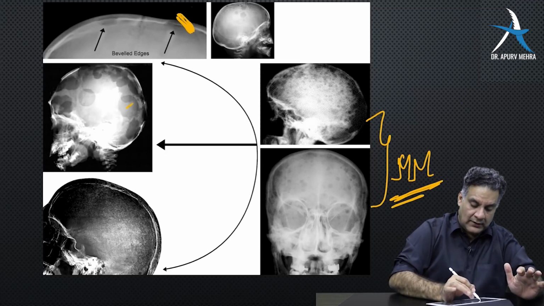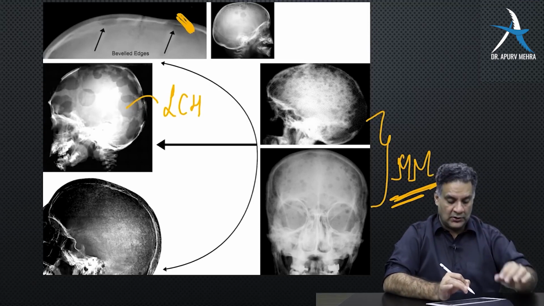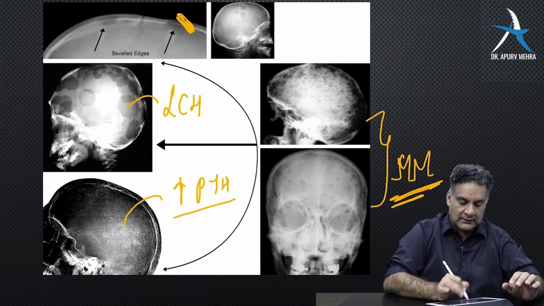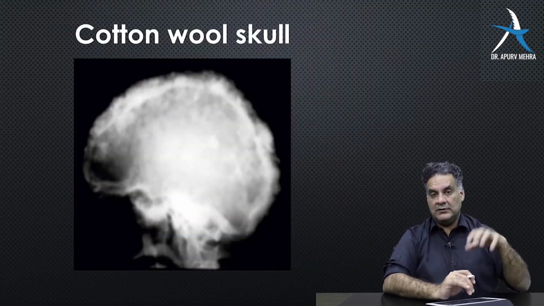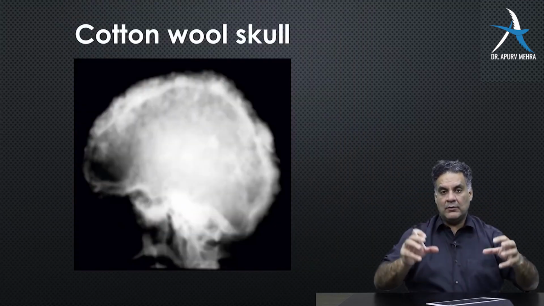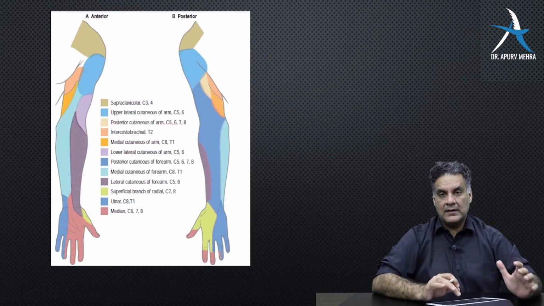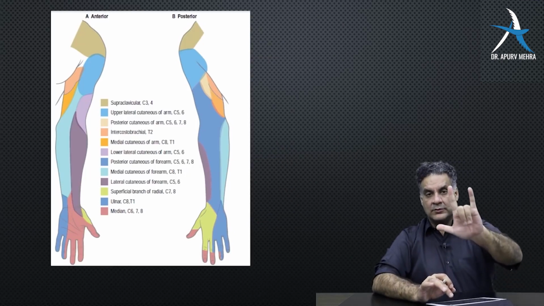When you have a permeative or large lytic lesion, it's seen in Langerhans cell histiocytosis. Salt and pepper skull is seen in hyperparathyroidism, right? And when you have a calcified skull, where you have more osteosclerotic deposit, it's seen in Paget's disease, which is an increased bone turnover.